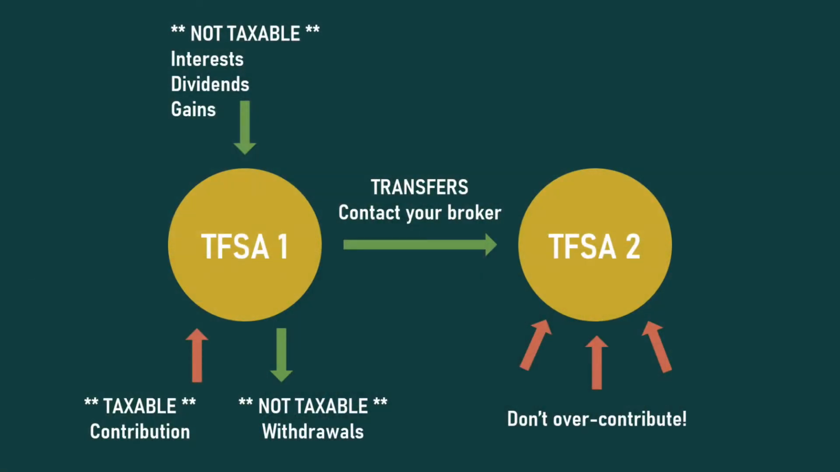So just a little summary, guys. You can have your TFSA, and all the contributions that you make are taxable, but all of the money earned within the account and the withdrawals are not taxable. You can also have more than one TFSA. Just remember not to overcontribute because your limit is the same and you could be paying penalties and taxes on the excess amounts. And if you would like to transfer money within your accounts, just contact your broker, because if you decide to do it yourself, you could lose contribution room.